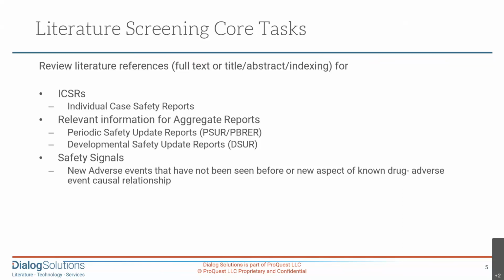And finally, the literature is also a source for the eventual follow-up and identification of a safety signal. And a safety signal is a new adverse event that's not been seen before for a particular drug, or a new aspect of a known adverse event for that drug. And you're looking for a causal relationship between the drug and the adverse event.